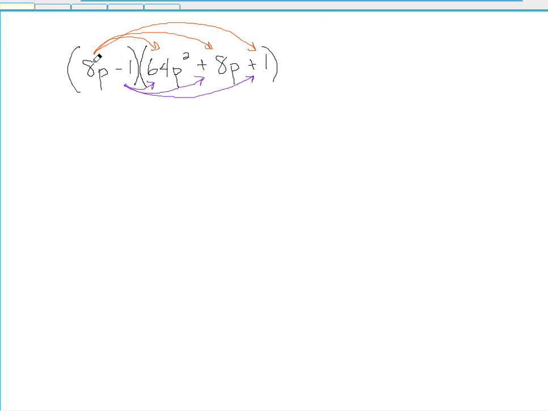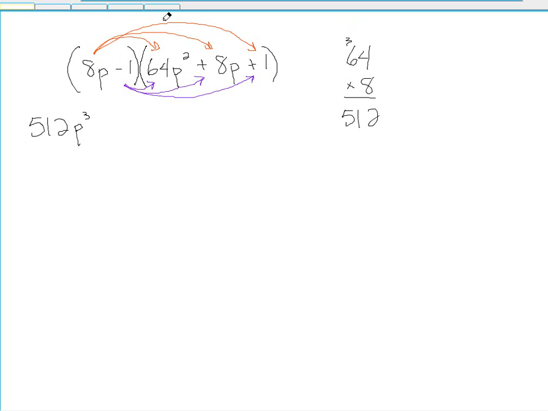All right? So right off the bat, you got 8p times 64p squared. So 64 times 8, you can go off on the side of your paper and do that since you don't have a calculator. 8 times 4 is 32. 8 times 6 is 48 plus 3 is 51. So it's 512. And it's p times p squared, so that's p to the 3rd.